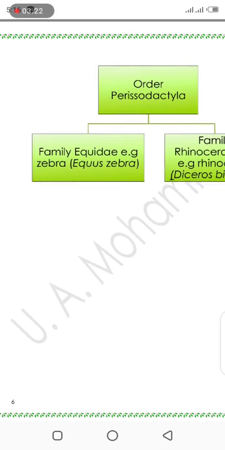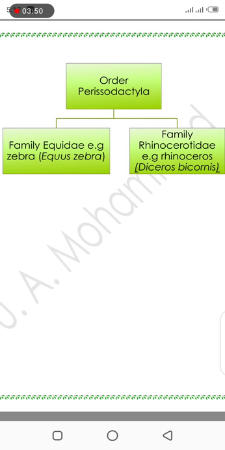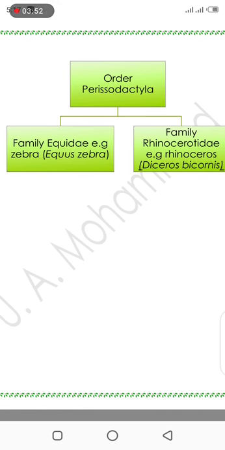It is divided into two families, which include the Equidae, which is the family for donkey, the wild ass, the horse, Equus ferus, and Equus caballus. And the other family is the family for the rhino, Rhinocerotidae, which the rhinoceros belongs to, the Diceros bicornis. Now, this Diceros bicornis is the black rhino. Other examples include the white rhino, which is almost going into extinction.